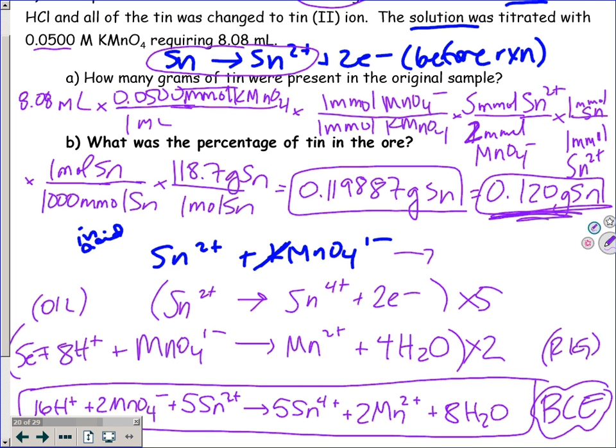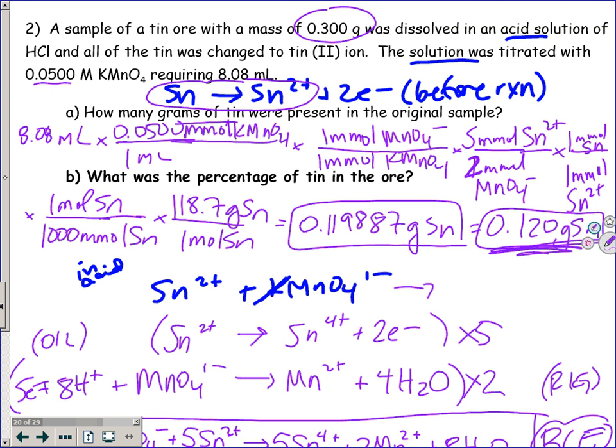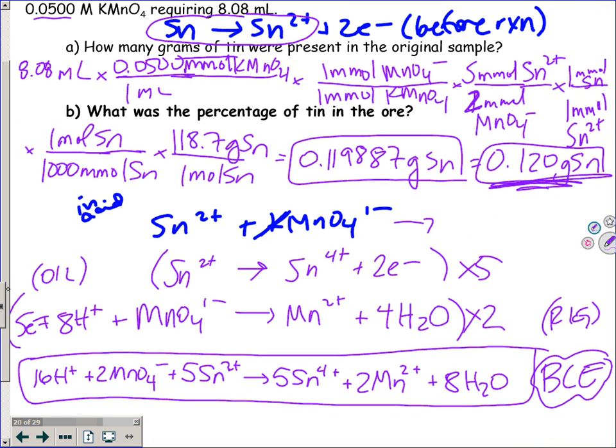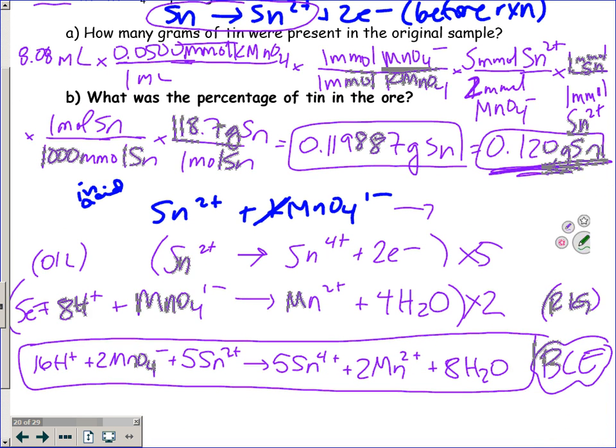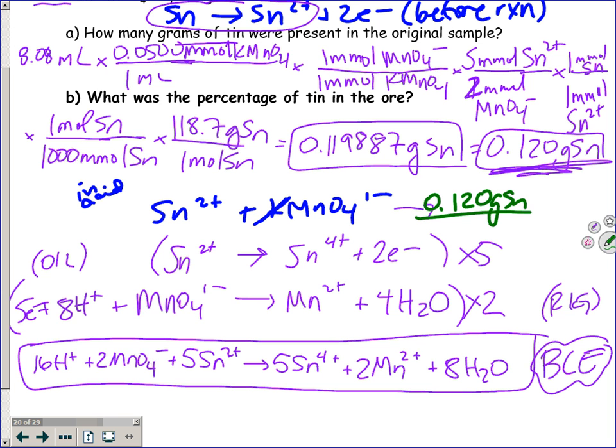So for B, what was the percentage of tin in the ore? How would you find the percentage of tin in ore? That over 0.300 grams times 100. So B is very easy once you get A. I'm going to write B in a different color right here. So 0.120 grams of tin over 0.300 grams. You guys can guesstimate this too. What's 0.12 over 0.3?